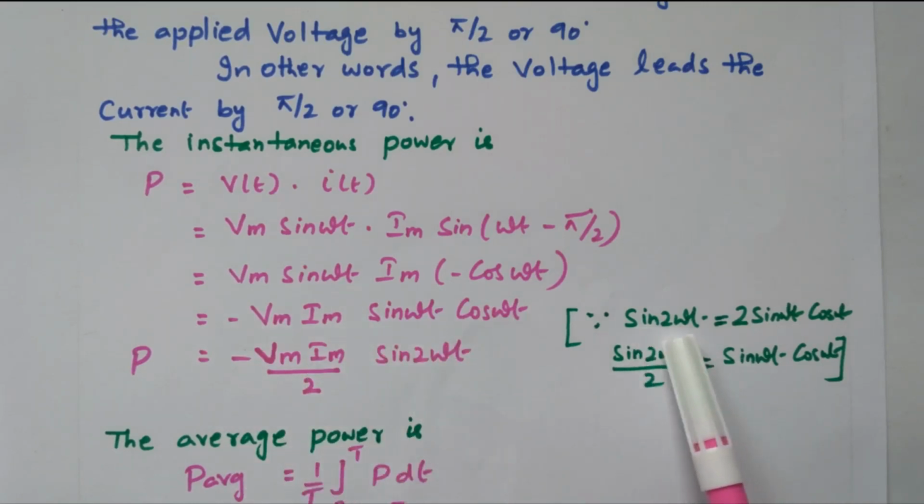Sin 2 omega t equal to 2 sin omega t cos omega t. So sin 2 omega t divided by 2 equal to sin omega t into cos omega t. So this sin omega t into cos omega t can be replaced by sin 2 omega t divided by 2. Finally, what we got: p equal to minus Vm Im divided by 2 sin 2 omega t. Now we got the expression for instantaneous power.